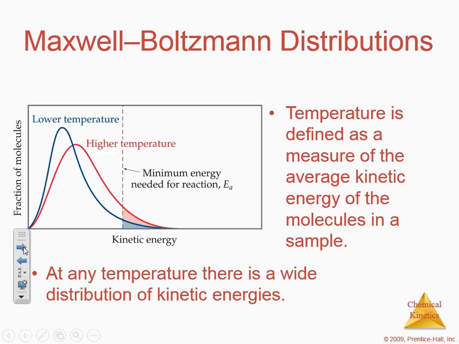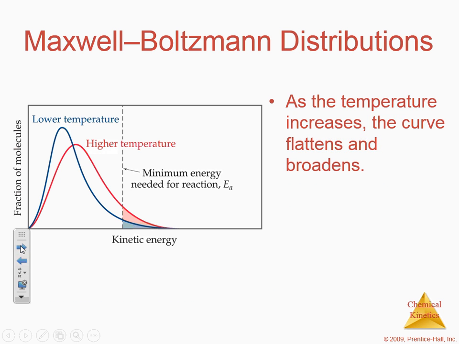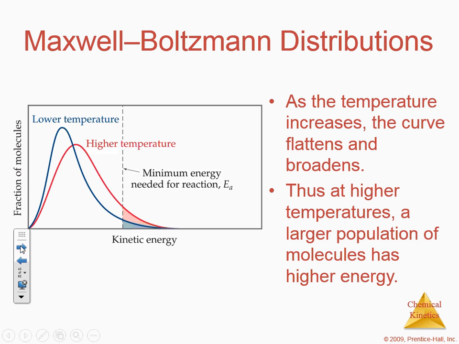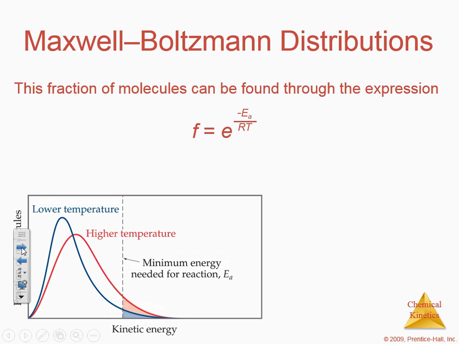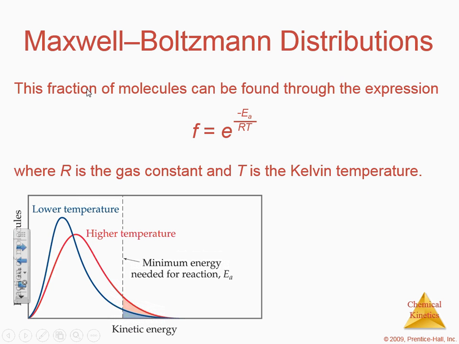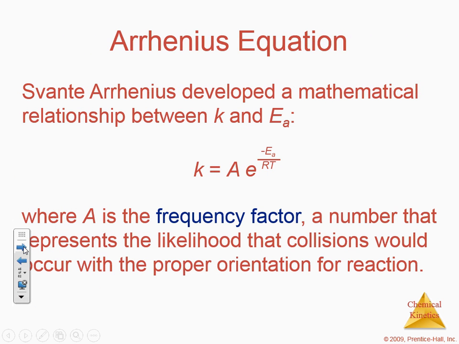So we can mathematically solve for the activation energy. There are a handful of equations that can help us, and one of them is right here. The fraction of molecules, F, is equal to e to the negative EA over RT. EA is our activation energy, R is our gas constant, and T is our temperature. And remember, we have to deal in Kelvin.